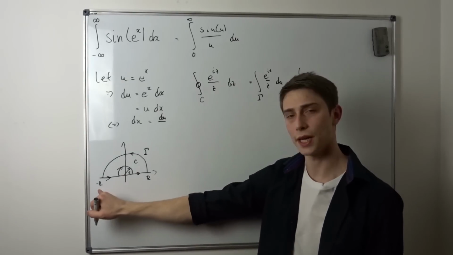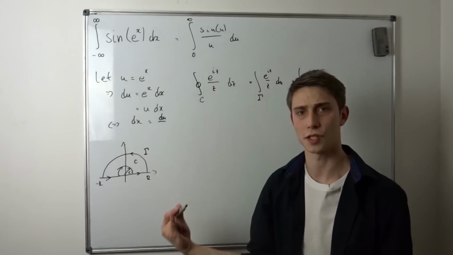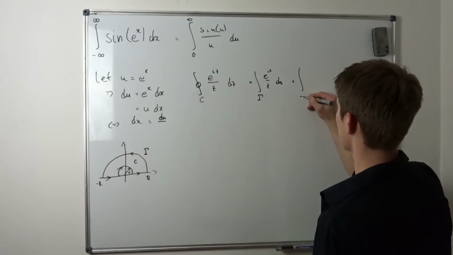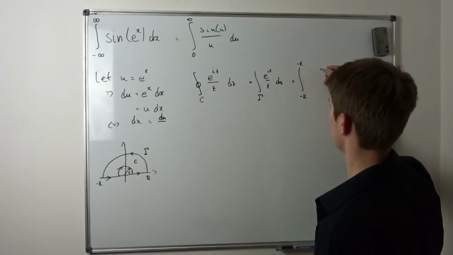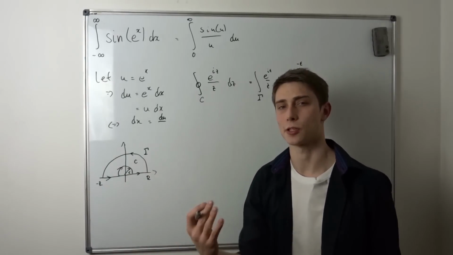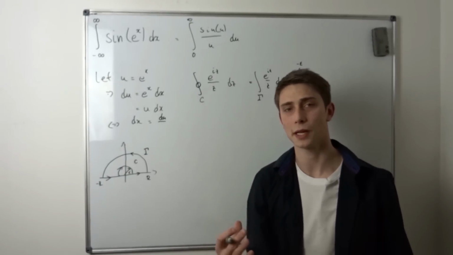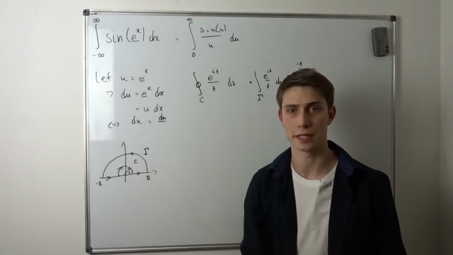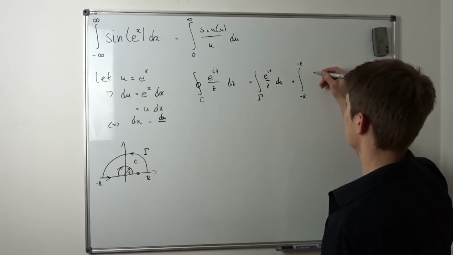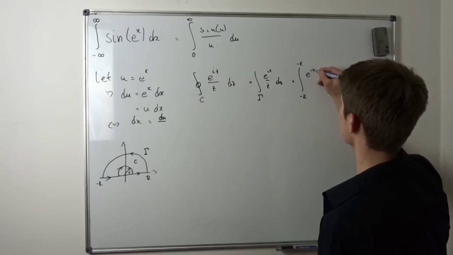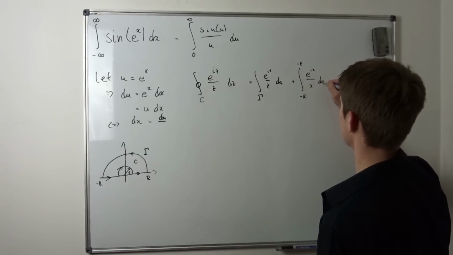Okay, and now our next part is plus... Okay, so we are here now. That goes from minus r to 0 minus epsilon. So minus r to minus epsilon. And we are walking on the real axis right now. So those values aren't complex, we can just write them as x instead of z. Okay, so that's e to the ix over x dx.